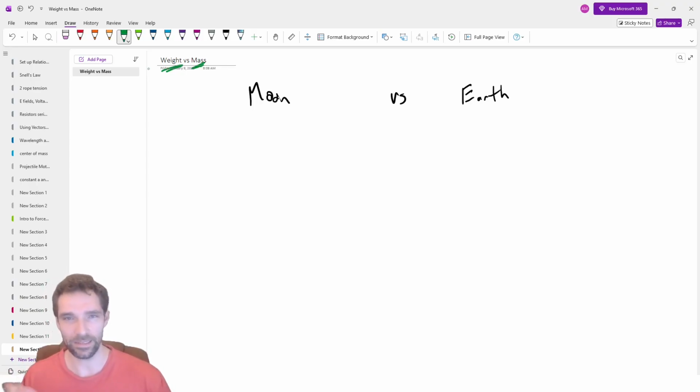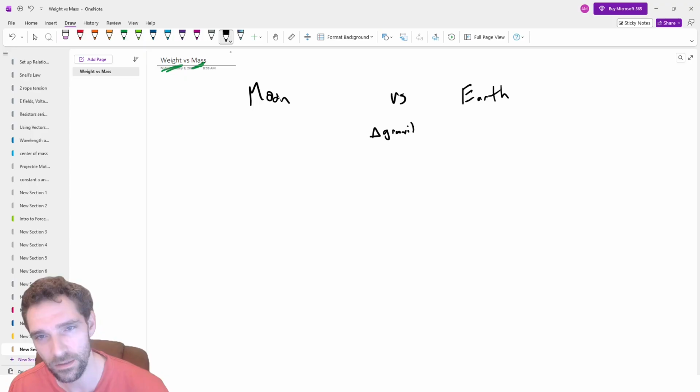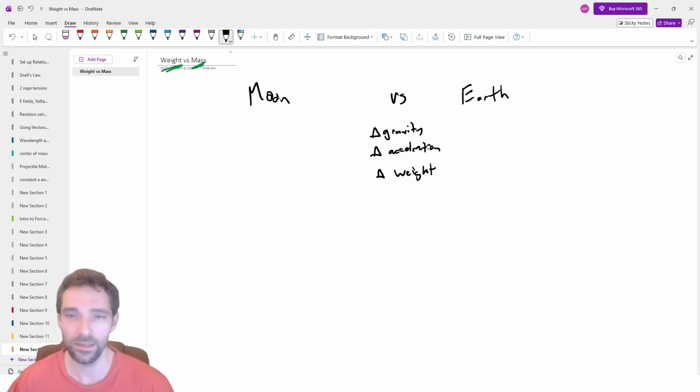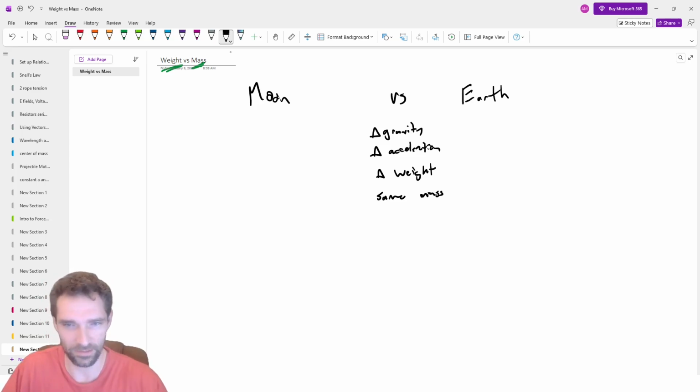So we're going to talk about that as well as what would happen if you were in an elevator standing on the scale. In that situation, there is a change in gravity, which is going to cause a change in your acceleration, which in effect will also change the measured weight. There is still the same mass between these two situations. Like you haven't lost any stuff. You're still the same density, all that is pretty basically the same.